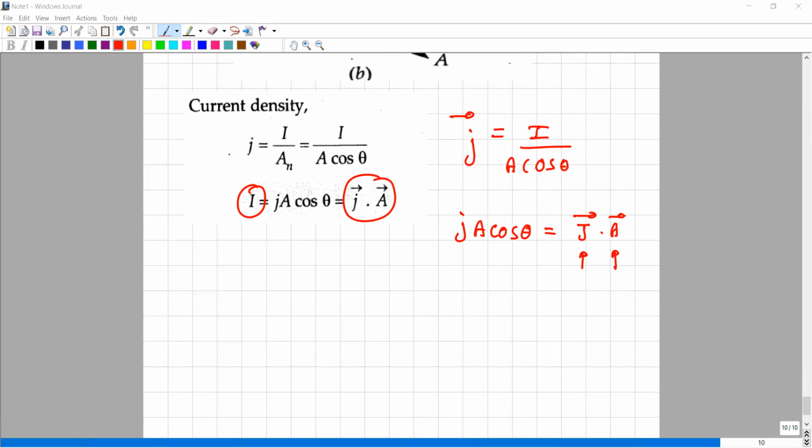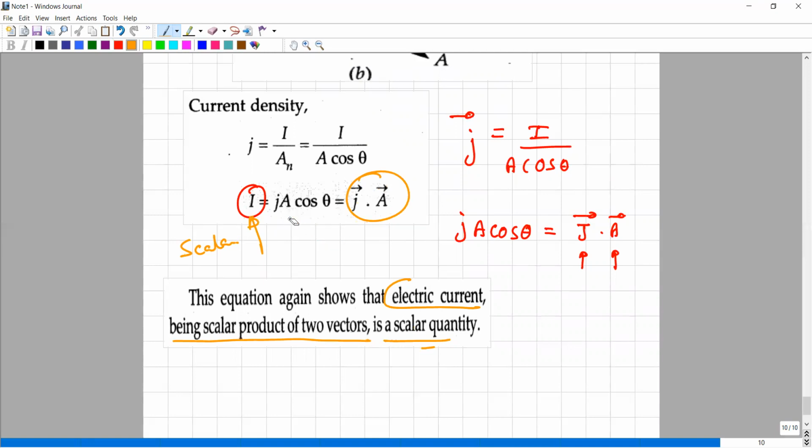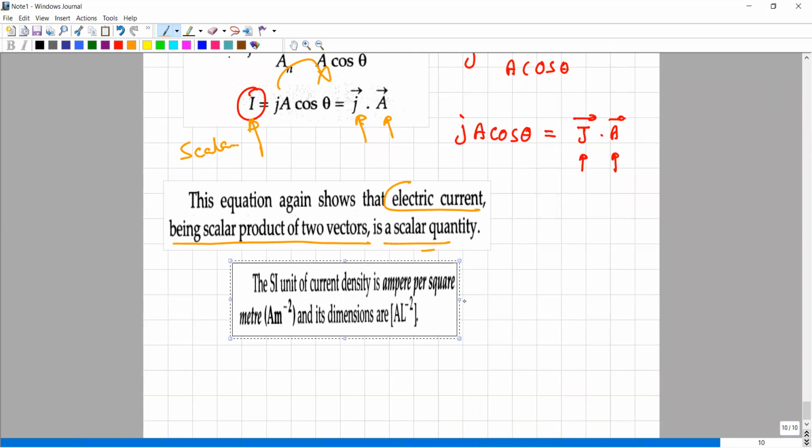So I is current. You can say that electric current is the scalar product of two vectors, and it is a scalar quantity. We know current is a scalar, and the scalar product of two vectors, J dot A, produces a scalar value. So current is the scalar product of the current density J and the area vector A. The SI unit of current density, very simple, is ampere per meter square.